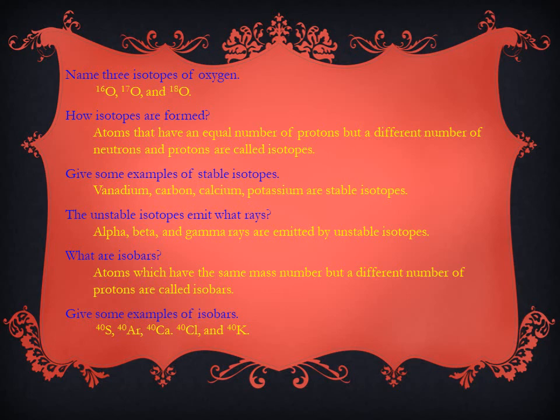What are isobars? Atoms which have the same mass number but a different number of protons are called isobars. Give some examples of isobars. 40S, sulfur, argon, calcium, chlorine and potassium. These all are examples of isobars.